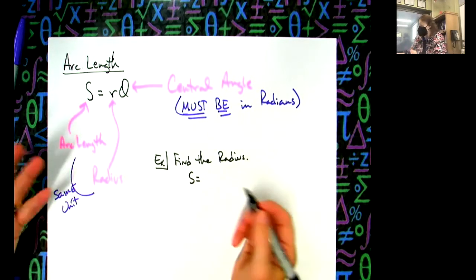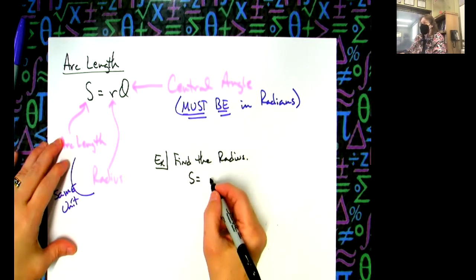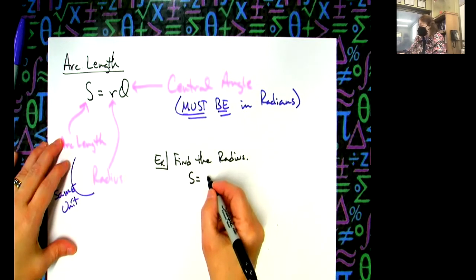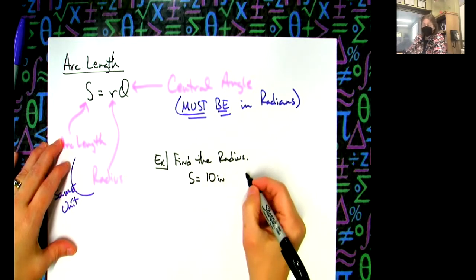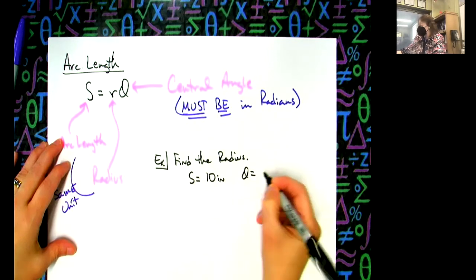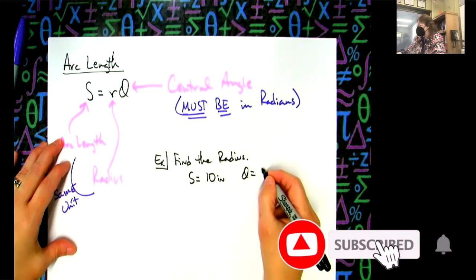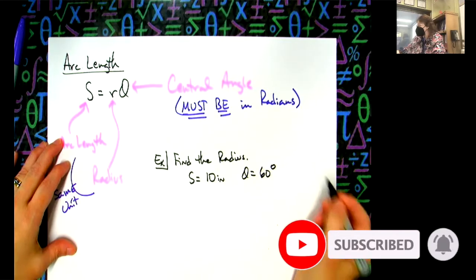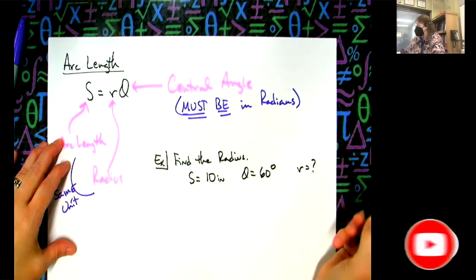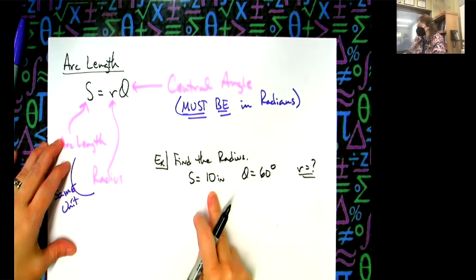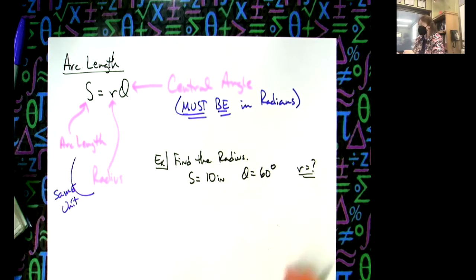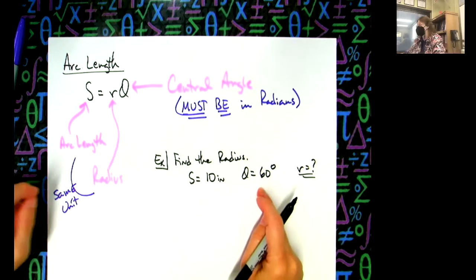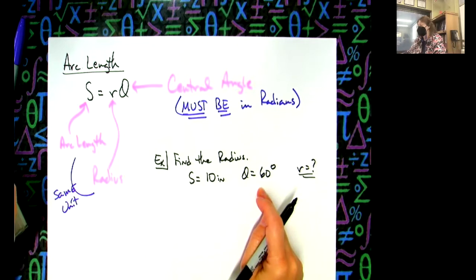Let's say the arc length is, let's pick all even numbers and hope the math works out. Let's say it's, let's go 10 inches. And then let's say that the theta is 60 degrees. So find R. What's R? What's the radius? Arc length is 10. My central angle is 60 degrees. What's the radius?